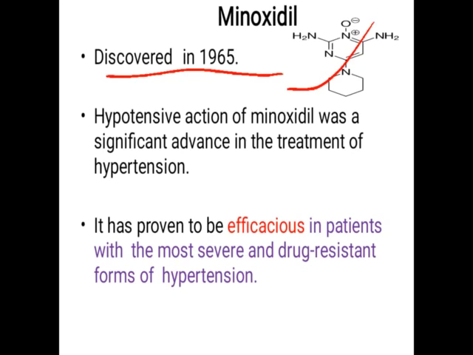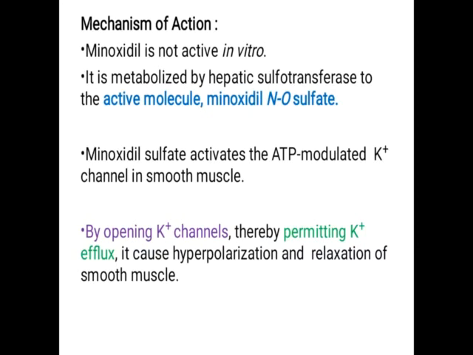Okay. It also acts as an antihypertensive drug, that is in the treatment of hypertension. But minoxidil is not an active drug, it is a prodrug. For the activation of minoxidil, it has to be converted into the active drug, and this conversion is done with the help of the enzyme sulfotransferase. So this sulfotransferase converts the prodrug minoxidil into minoxidil N-O sulfate.